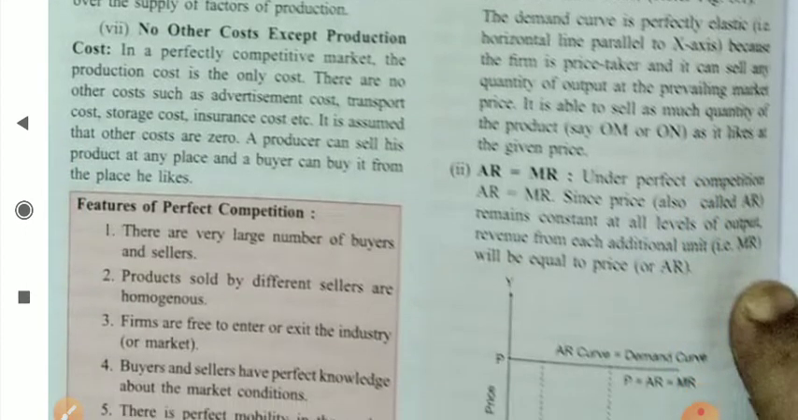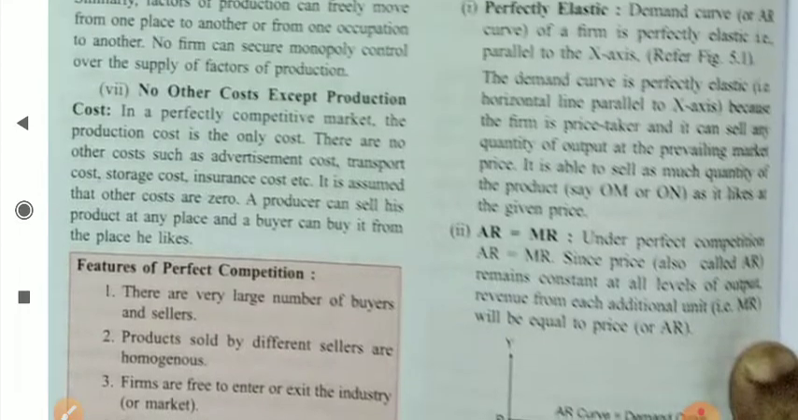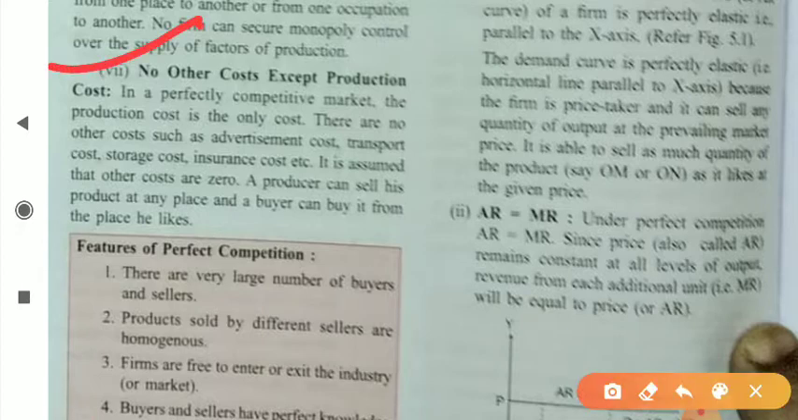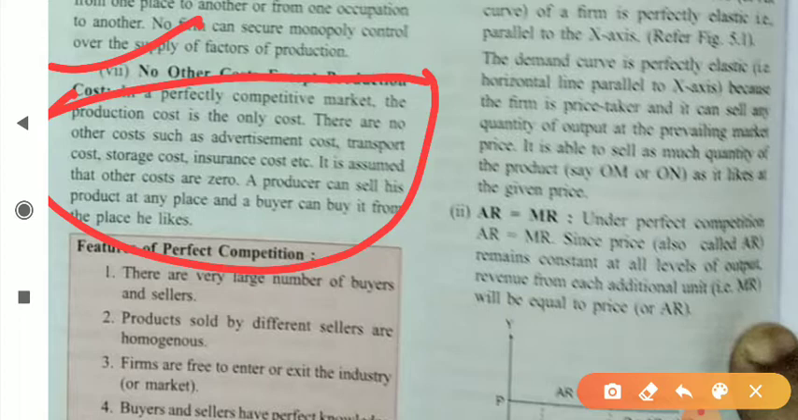Okay, dear student, our last point is no other cost except production cost. In this type of market there is no other cost. Only we have to pay the production cost. So in a perfectly competitive market, the production cost is the only cost. There is no other cost such as advertisement cost, transport cost, storage cost, insurance cost, etc. It is assumed that other costs are zero in this type of market.